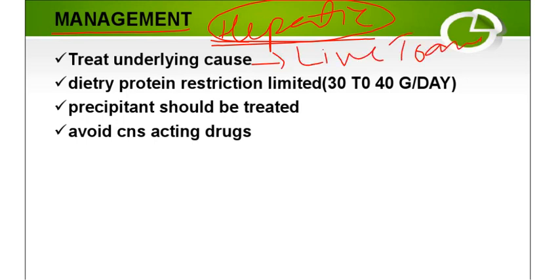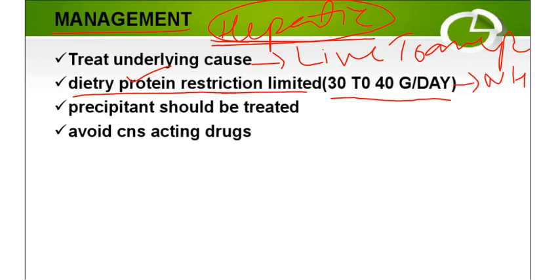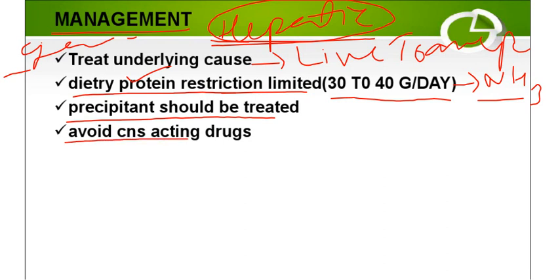And you have to restrict dietary protein to 30 to 40 gram per day, because protein is actually producing more ammonia. Precipitants should be managed. These are just general considerations for the management. All the precipitants we have discussed should be managed accordingly, and avoid CNS acting drugs like opiates or antidepressants. These should be avoided in this case.